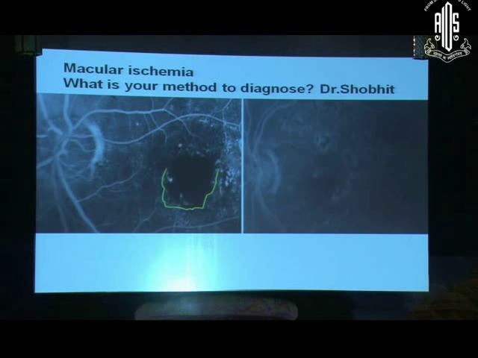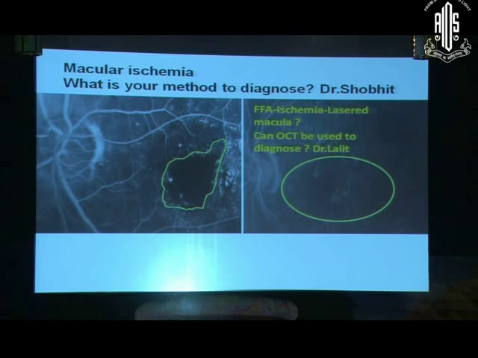And also, these cases, if they have already been lasered, angiography may not give you any useful information. Shobhit, given this background, what is your tool for saying that this is a case of macular ischemia? A thorough fluorescein angiography. It may not always describe the right things. Lalit, can OCT be used with some advantage if angiography is uninformative?